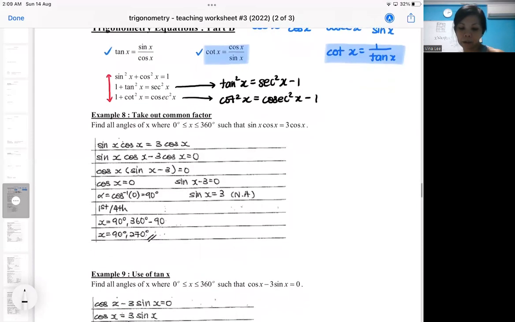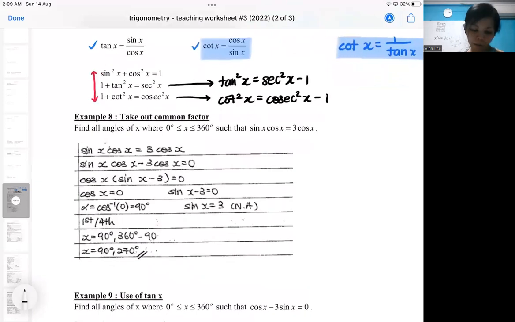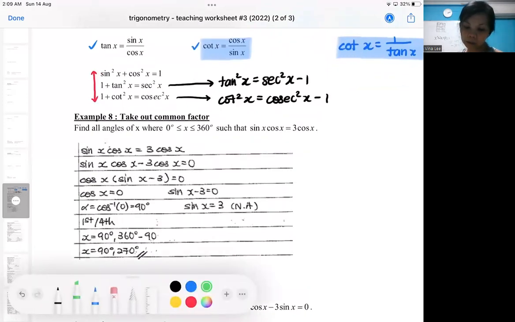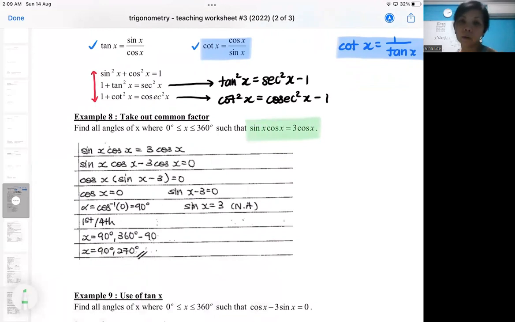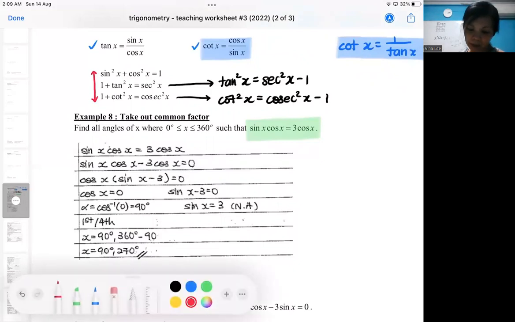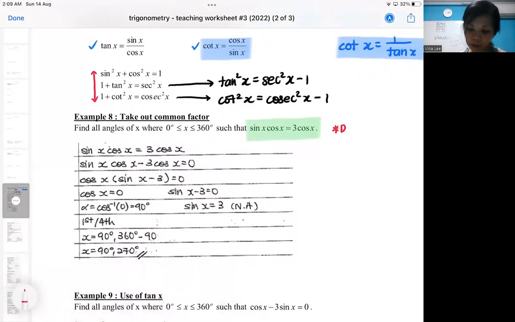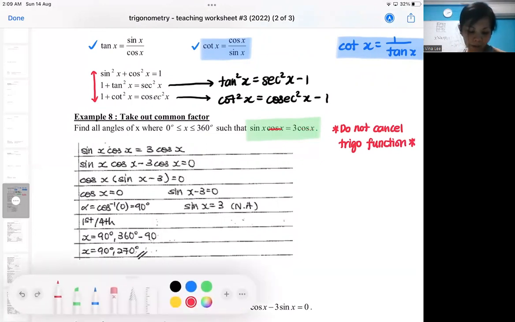For example, example 8. If you look at example 8, it's a bit more complex. When you see an equation like this, one thing is a lot of people will end up cancelling. So do not cancel a trigo function. If you try to solve, you cannot cancel a trigo function. You cannot say, I'm going to cancel this. That will be the general mistake. They like to filter out the students who will cancel out a trigo function.